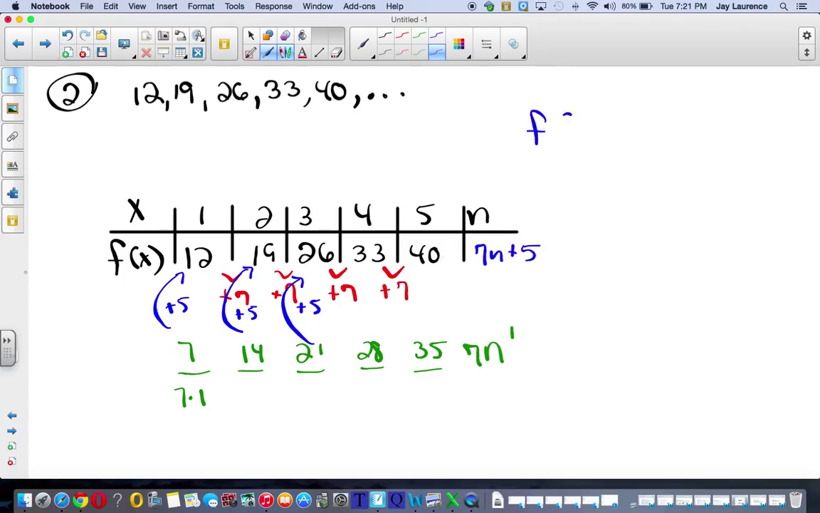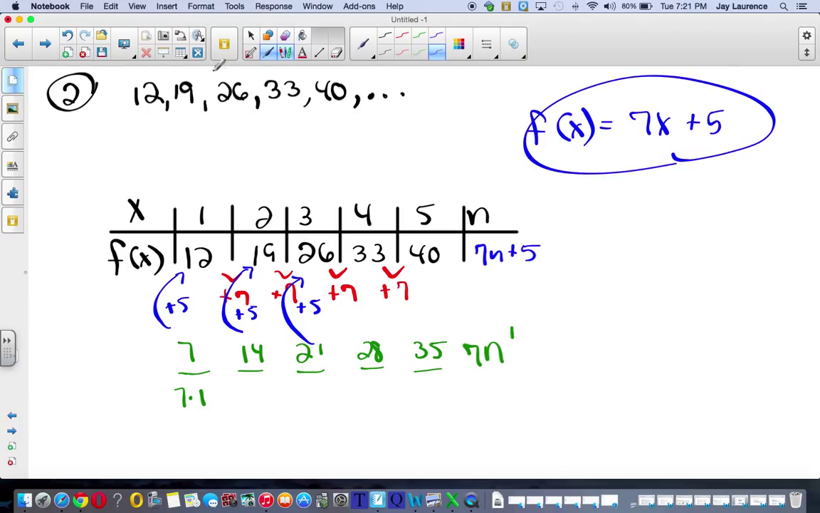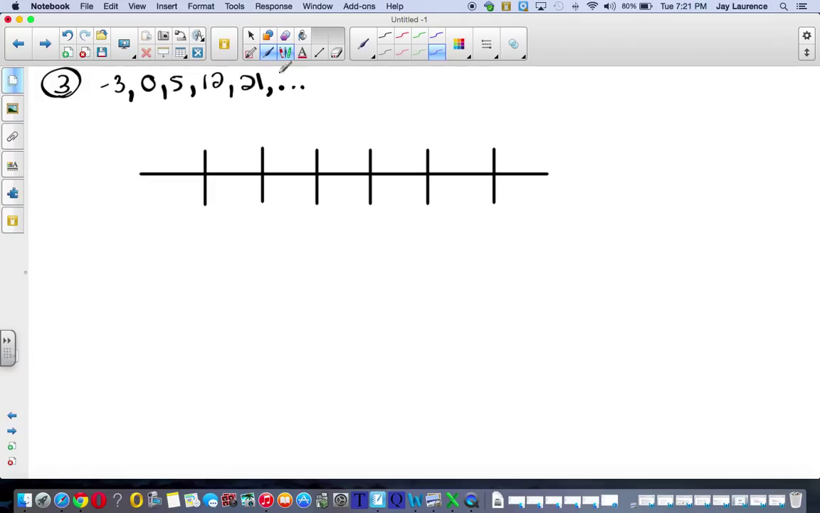My function, which is linear, I don't think I mentioned on the last one, it's a cubic function. This one is a linear function, 7x plus 5. And there you go. All right, problem 3. Again, please pause the video, give it a shot. See what you can do on your own.